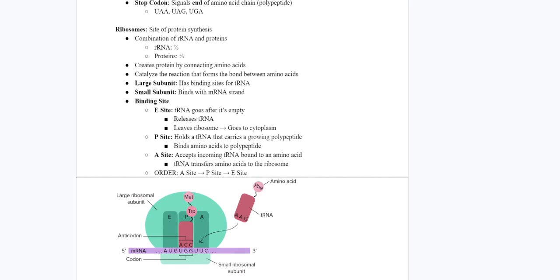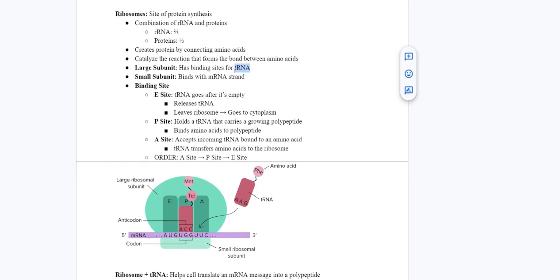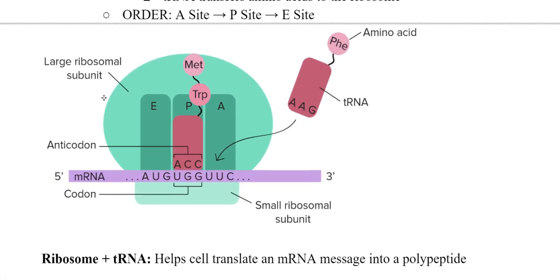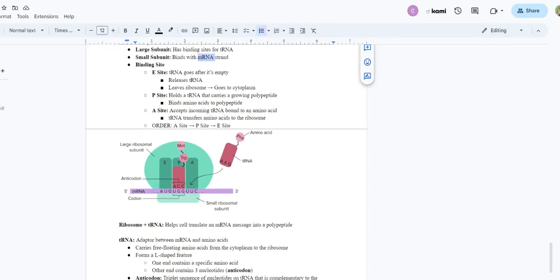So easy to memorize. Now, the large subunit has binding sites for tRNA. So tRNA goes to the large subunit in order to bond with it. While the small subunit binds with mRNA. Now, if you see here, this pink thing is tRNA, and this huge greenish thing is what we call the large subunit. So this tRNA goes to these sites, to the large subunit, and it bonds there. While this mRNA, this purple line, goes to the small subunit. And so that's just the visual representation of what I just said.